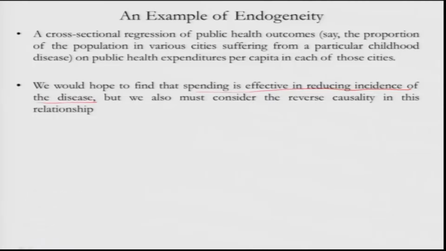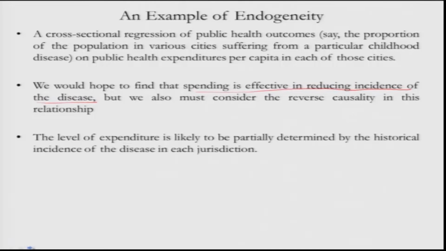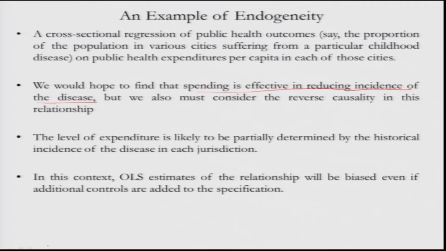So, this is exactly what we had discussed before, the confounding effect of various types of problems like omitted variables, like measurement error. In this case, we are talking about reverse causality. So, just to repeat, the level of expenditure is likely to be partially determined by the historical incidence of disease in each jurisdiction or city.